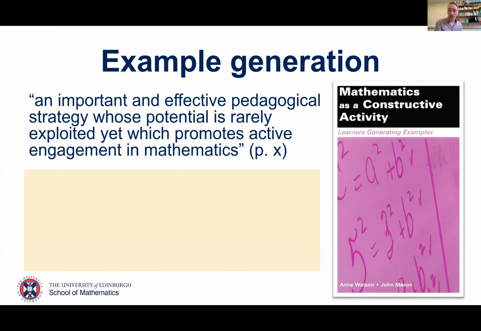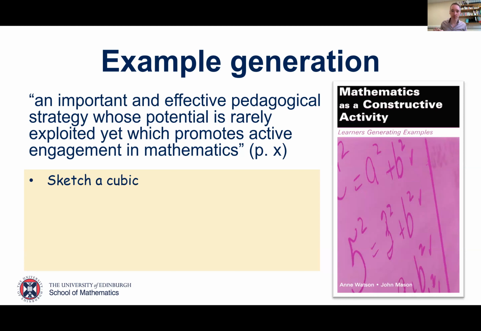So this is based on some reading in mathematics education, some research that's a sort of hot topic to do with getting students to construct examples, being something that I think we've overlooked, perhaps. You know, we're missing a trick. So this book by Anne Watson and John Mason, I've been really inspired by, and they note that this is an important and effective pedagogical strategy, but whose potential is rarely exploited. So having students construct their own examples of mathematical objects is something that is being argued here can help them to learn, but we're not doing enough of.